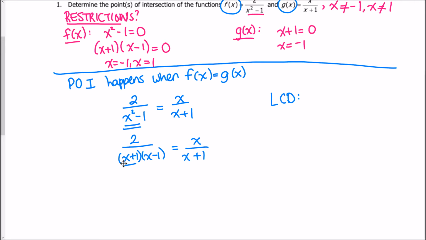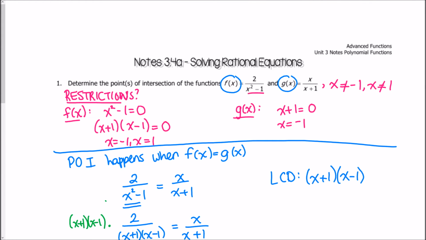So we know that our multiple has to have an x plus 1 in it because there is an x plus 1 as part of both of my denominators. But because it's a multiple, I also have to include this x minus 1 right here. So that's going to be my LCD. So now I'm going to multiply both sides of my equation by my LCD. So I'm going to multiply this by x plus 1 times x minus 1. And whatever I do to one side of my equation, I have to do the exact same thing to the other side of my equation right here.